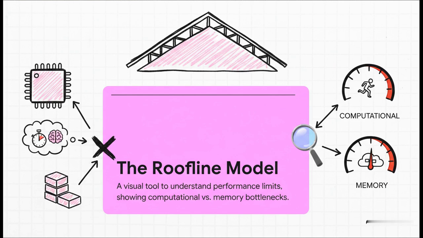You can think of it like a diagnostic chart for a chip. It's a graph that shows them, visually, what the performance limits are. It tells them right away, hey, is your chip limited by its raw number crunching speed, or is it just sitting around waiting for data from memory? It lets them find and fix bottlenecks with incredible precision.